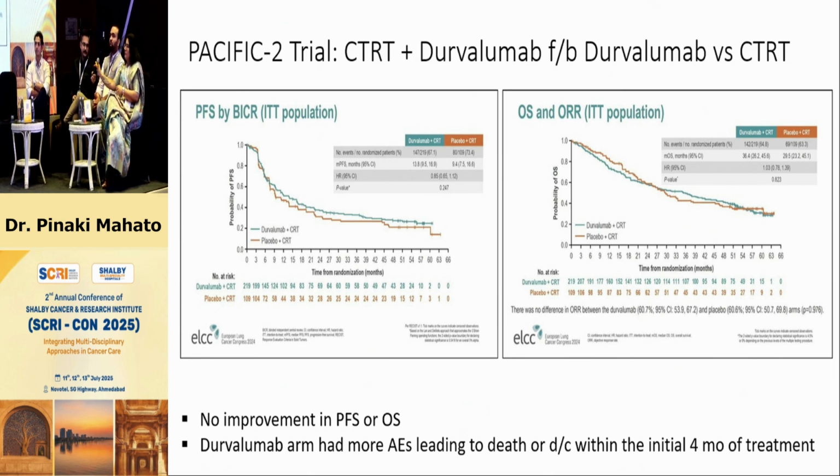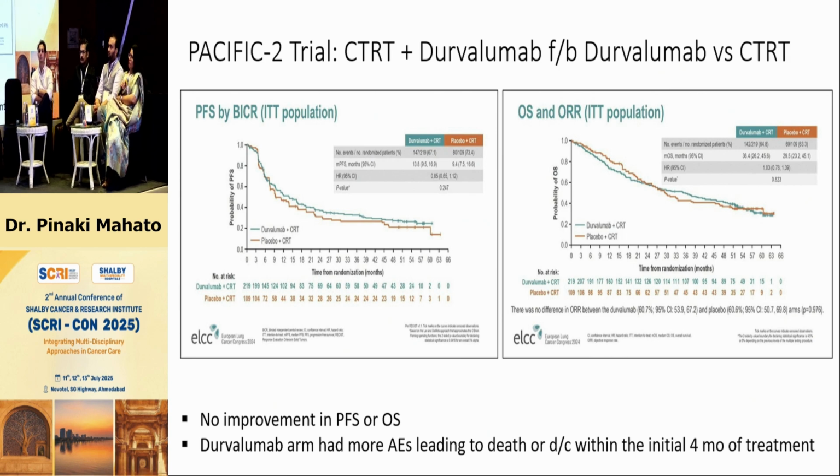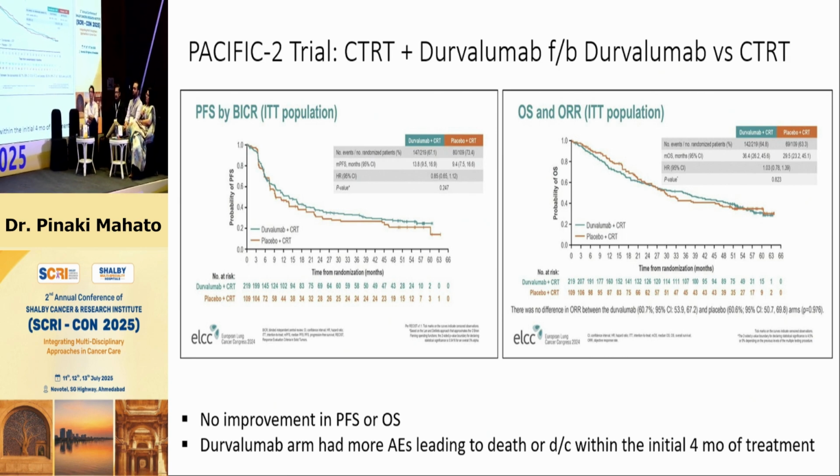Because you see that the durvalumab arm actually had more adverse events, there were more deaths and there were more discontinuations in the durvalumab arm. Probably I think durvalumab had some potentiation of the toxicities. So the major reasons why people died were because of infection and I think hemorrhage in that arm. So maybe durvalumab, when you gave it with CTRT, the triplet combination actually had something worse to do.